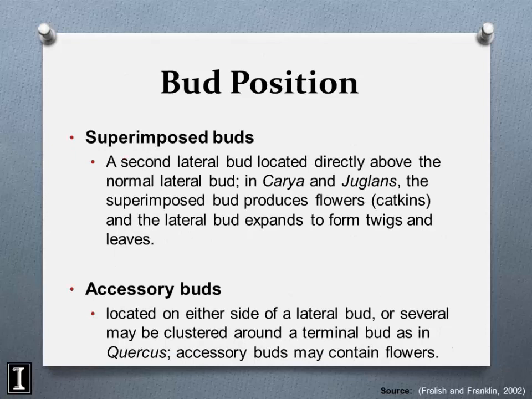We also have something called superimposed buds. The hickory and walnut species have superimposed buds. I'll show you examples of those. And then these accessory buds. A lot of the oaks, if you've ever looked at an oak twig, it is just loaded with buds. It's got a ton of buds clustered at the terminal end, and then along the side, it's just full of buds. Why? A lot of those accessory buds are going to produce flowers, like catkins, which produce acorns.